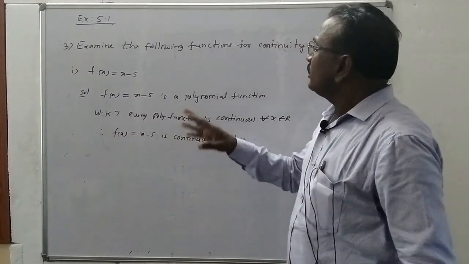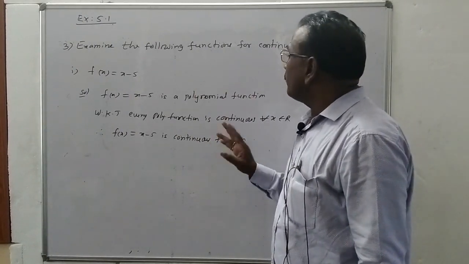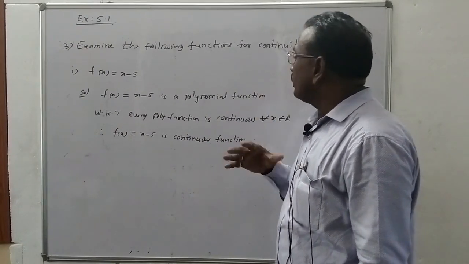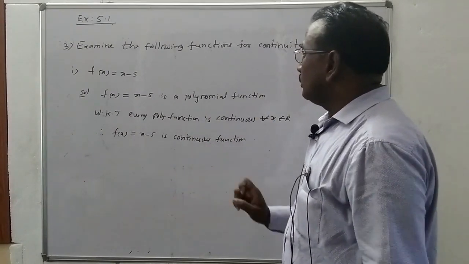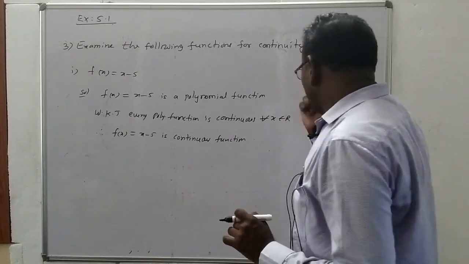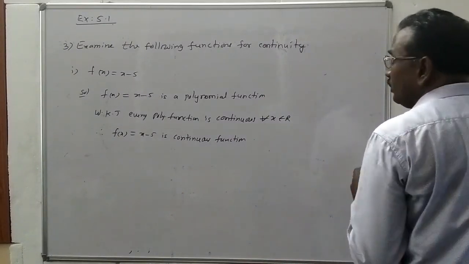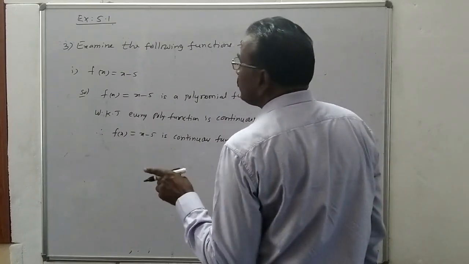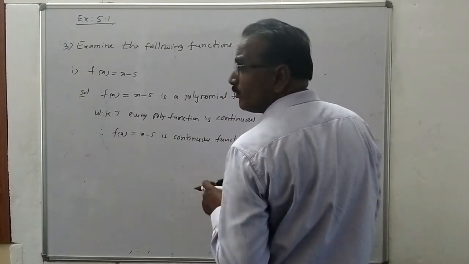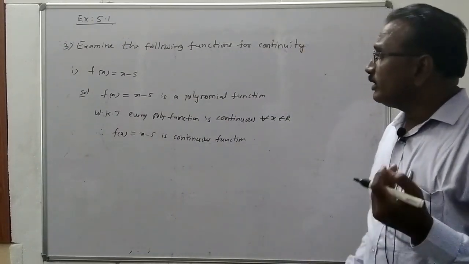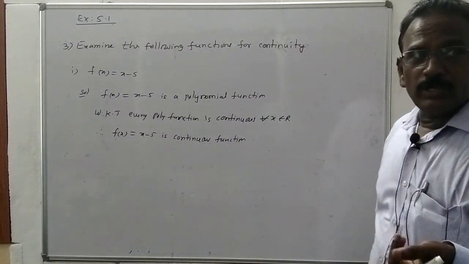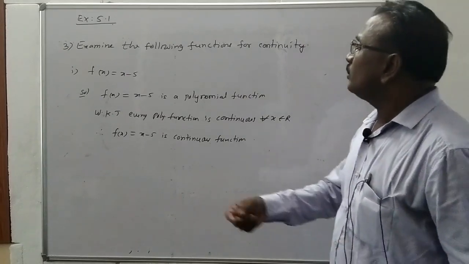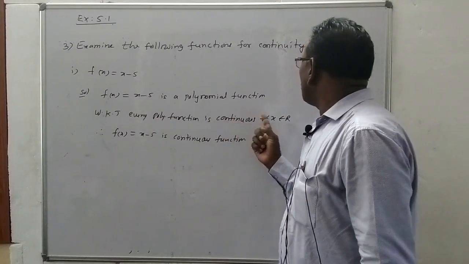So properties: every polynomial function is continuous, every constant function is continuous, identity function is continuous, modulus function is continuous. Next, the last two, algebra of continuous functions. Sum of two continuous functions is continuous, difference of two continuous functions is continuous, product of two continuous functions is continuous, division of two continuous functions is also continuous, and the last one is composition of two continuous functions is continuous. So we know that every polynomial function is continuous for all x belongs to R.